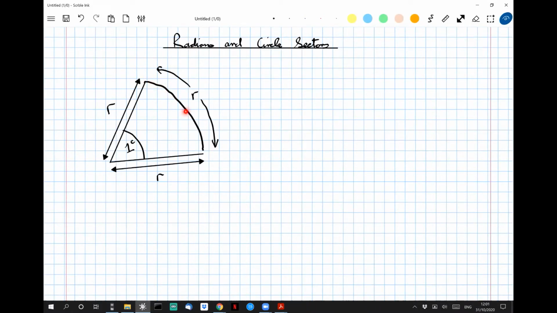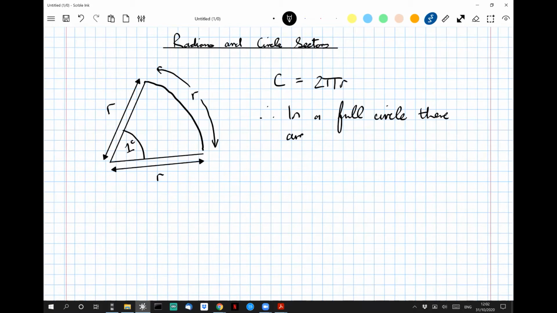Now, if we extend that to think about a full circle, let's think about how many of these there are in a full circle. Well, the formula for the circumference of a circle is 2 pi r. 2 pi times the radius. So to get all the way around the circle here, we times by 2 pi. So 2 pi radians. So therefore, in a full circle, there are 2 pi radians, where that little c means radians.